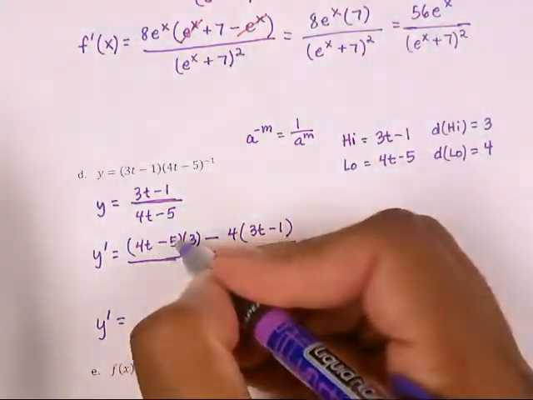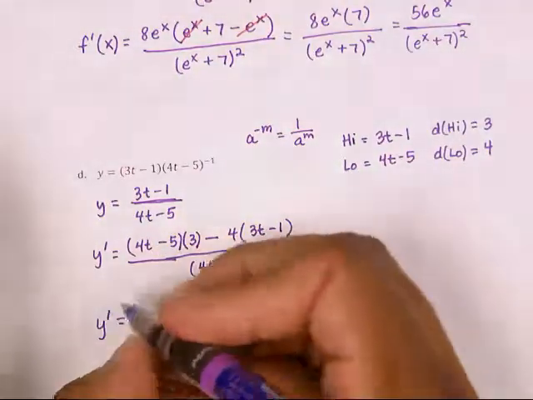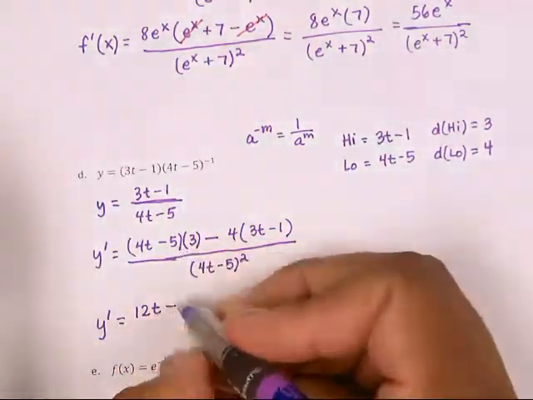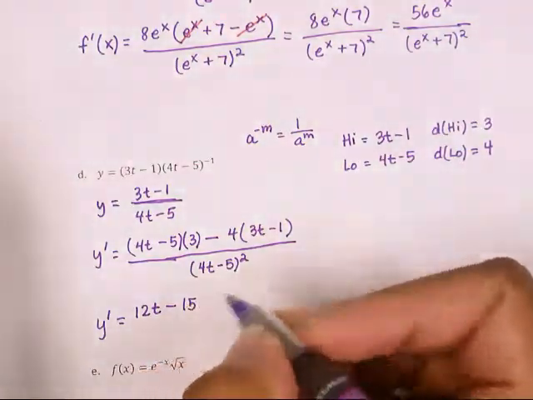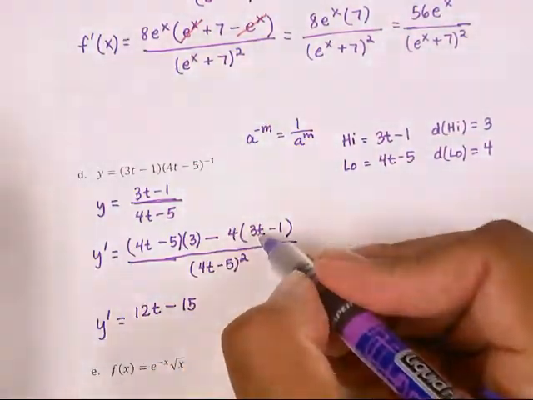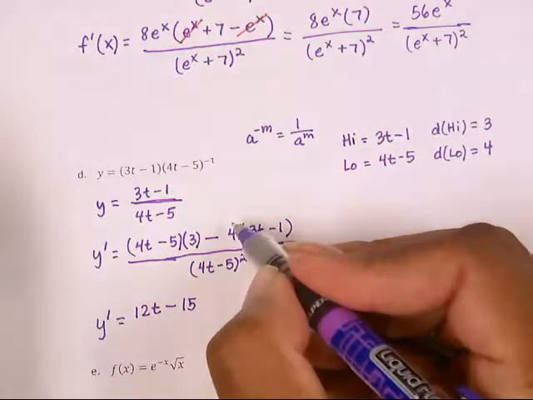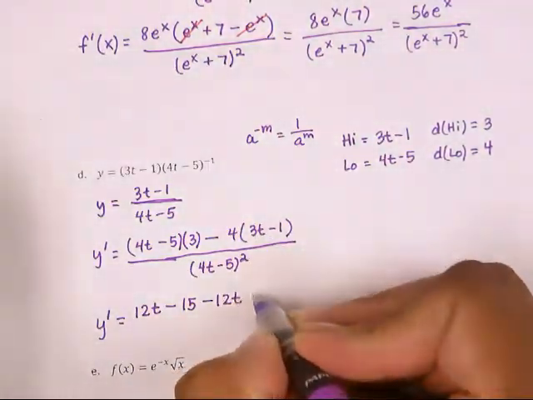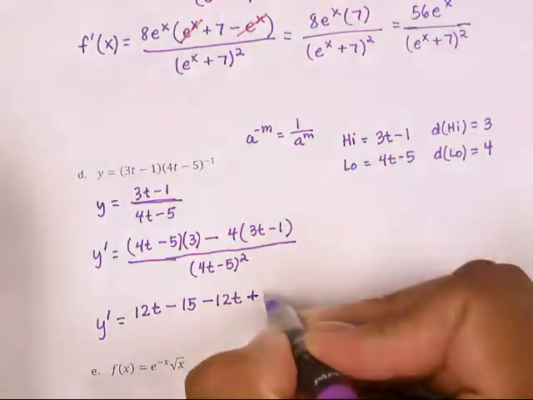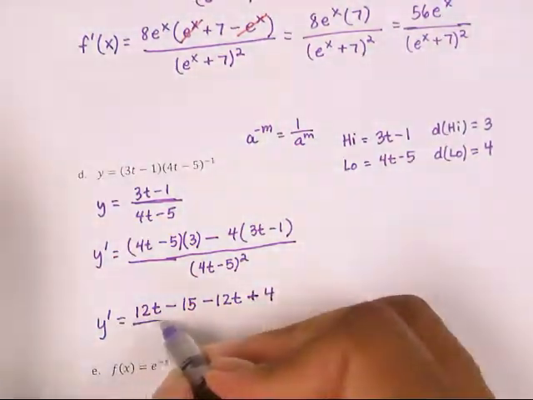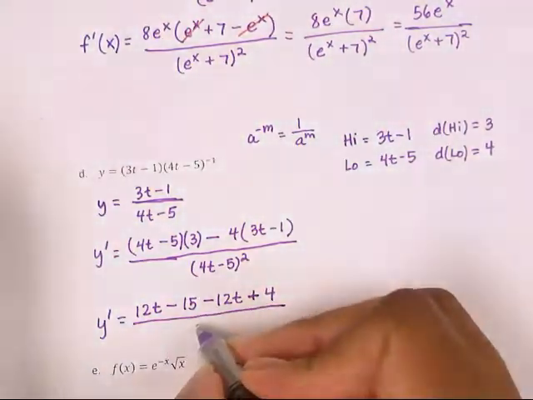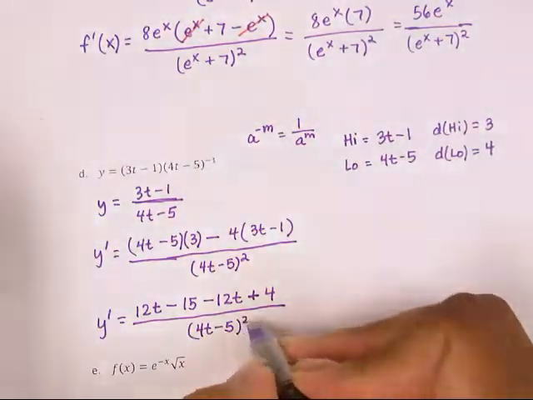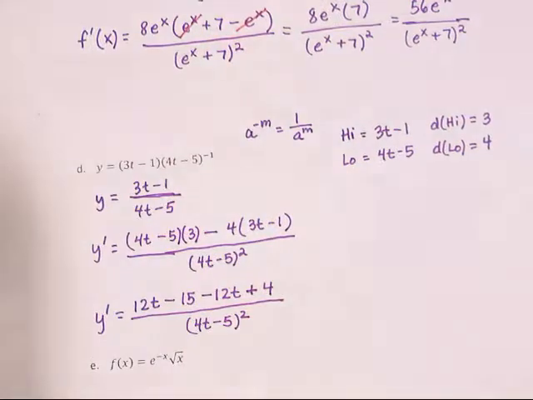Distribute your 3 over the 4t minus 5. You'll have 3 times 4t, which will be 12t, minus 5 times 3, which will be 15. Now that minus sign changes the sign of each and every term, so we're going to do minus 4 times 3t, which is a minus 12t, and then minus 4 times the minus 1 would be a plus 4, all divided by 4t minus 5 quantity squared.